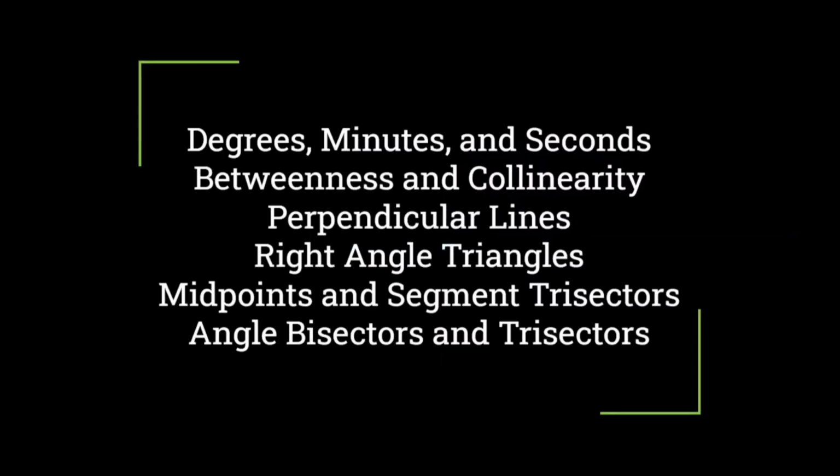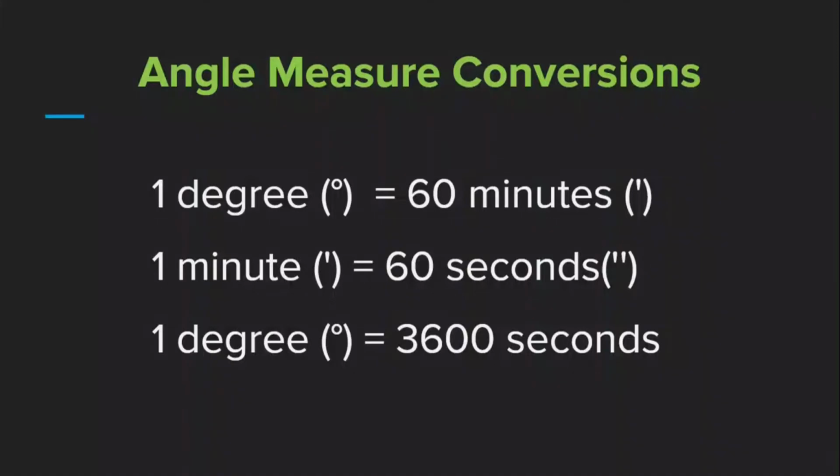Hi, so the objectives for this video include degrees, minutes, and seconds, betweenness and collinearity, perpendicular lines, right-angle triangles, midpoints and segment trisectors, and lastly, angle bisectors and trisectors. The major angle measure conversions that we must remember are that 1 degree is 60 minutes, 1 minute equals 60 seconds, and lastly, 1 degree equals 3,600 seconds.